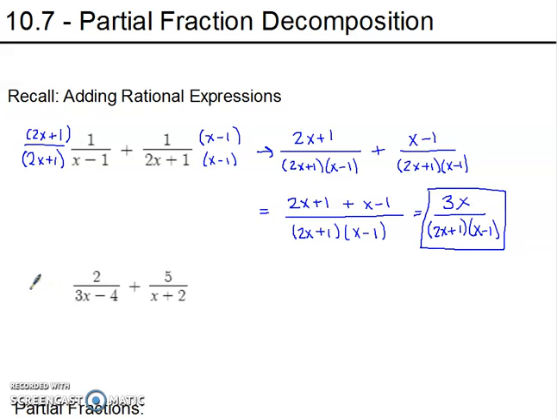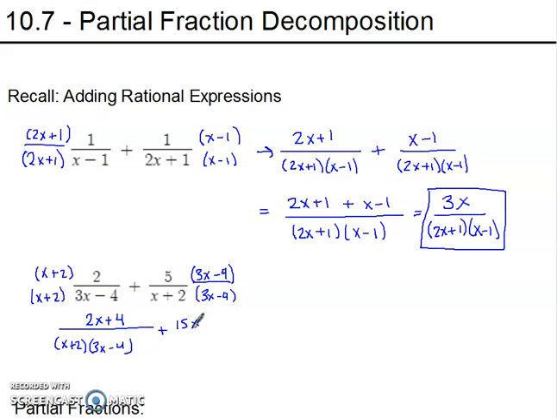So my LCD here is going to be 3x minus 4 times x plus 2. So I multiply by x plus 2 in the first fraction on the top and bottom, and 3x minus 4 in the second fraction on top and bottom. Distributing on the left, I'm going to have 2x plus 4 over that LCD of x plus 2 and 3x minus 4. And distributing on the right, I'll have 15x minus 20 over x plus 2 times 3x minus 4.